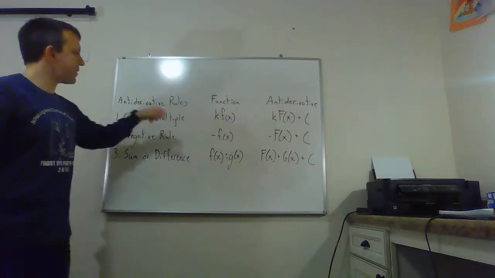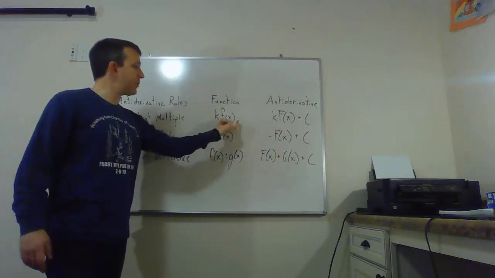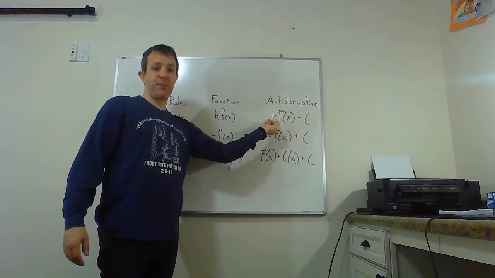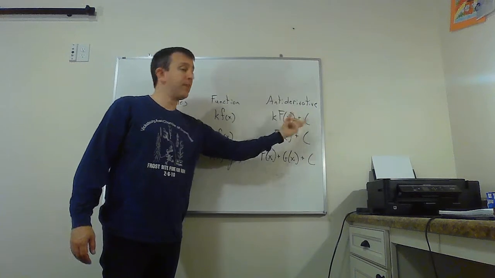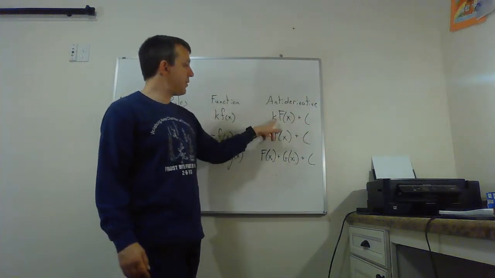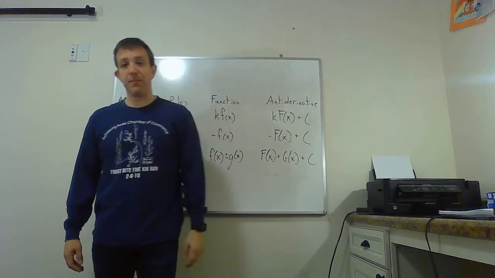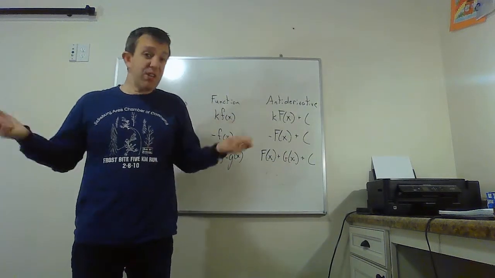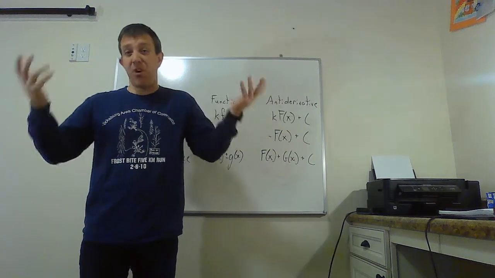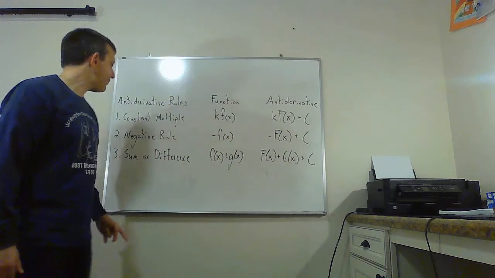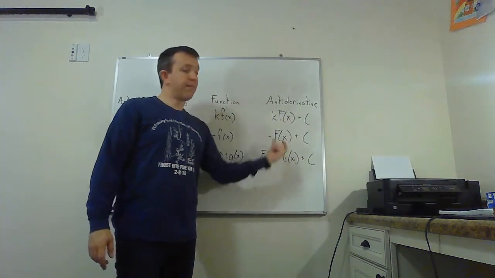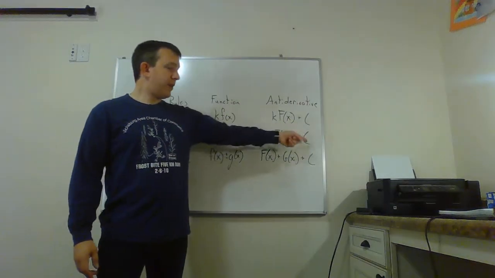So what happens with constant multiples? Let's say you have something multiplied by a more basic function. For the antiderivative, you just keep that something times the antiderivative, and then still plus our arbitrary constant. Notice we don't need to multiply the arbitrary constant by whatever k is, because c is already arbitrary. Multiplying it by k just leaves it k times arbitrary, which is still arbitrary. For the negatives, if you have a negative in front of your function, you just get a negative in front of your antiderivative, still plus c.